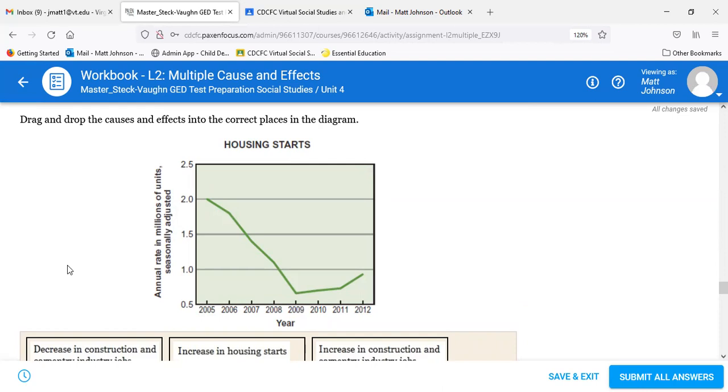2 million new housing starts in the United States in 2005. Then we see that it slowly, well, not even slowly, rapidly drops until it hits rock bottom around 2009, where we have about 500,000, maybe 600,000, because that's 0.5. So around 600,000 new housing starts. And then slowly, by the time we get to 2012, it's almost back up to 1 million.